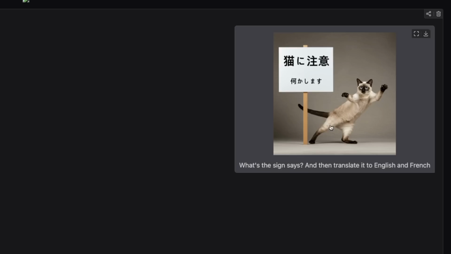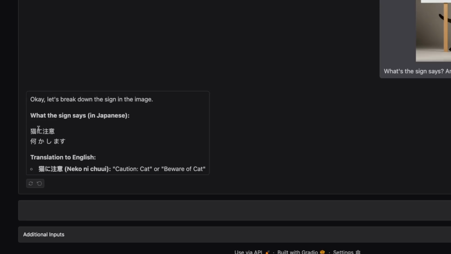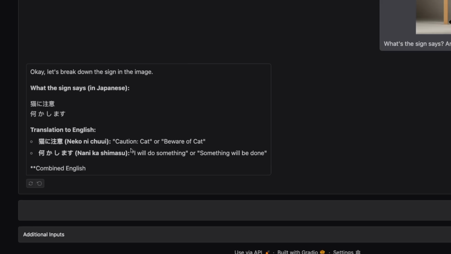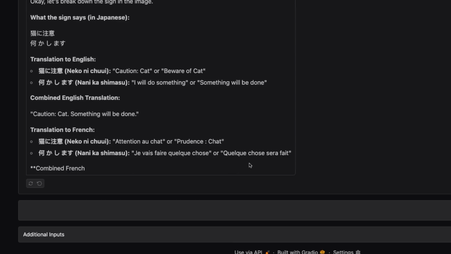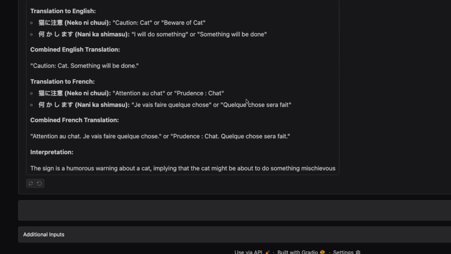Okay, so you can see we've got the sign there. We're asking it what it says and then to translate it to English and French. So it's going to break down what's actually in the image, giving us what it is in the original language, and then translating to English and then to French. Because it's got a strong multilingual element, we're able to make use of the vision model, but also use the multilingual abilities at the same time.